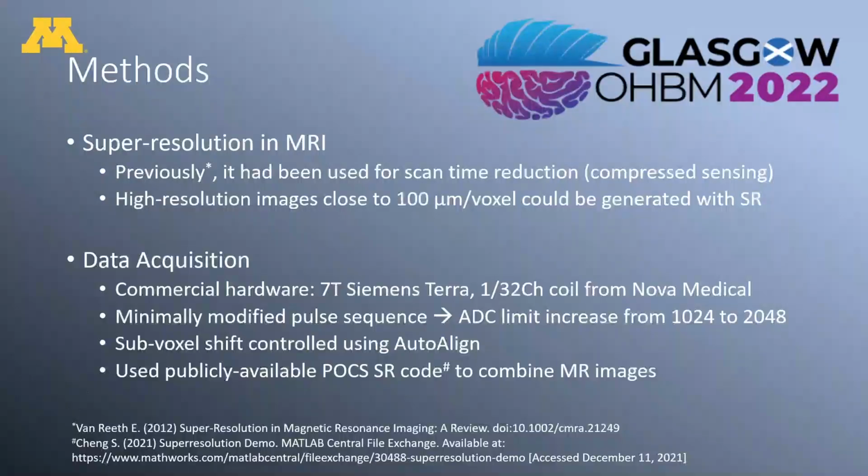You need to do a sub-voxel shift, and I used this tool called AutoAlign, which comes with Siemens scanners, to try to control the sub-voxel shift. And then I used publicly available super resolution code. There are a bunch of codes available around, so you can use one of those MATLAB-based codes to generate the high resolution images.